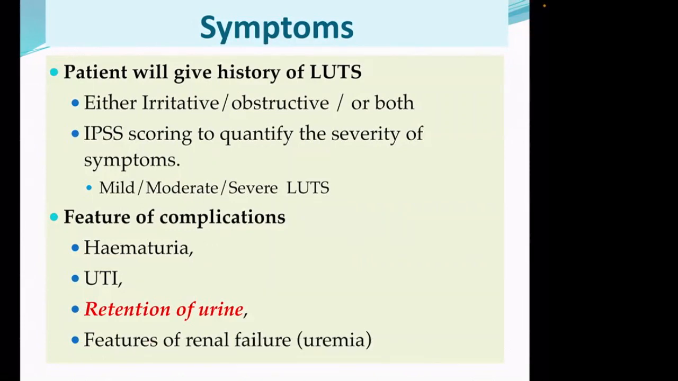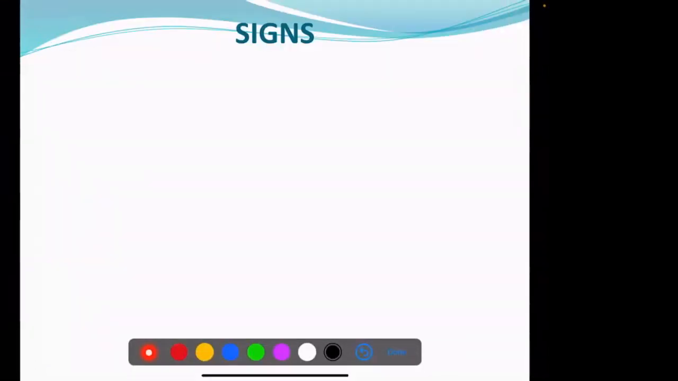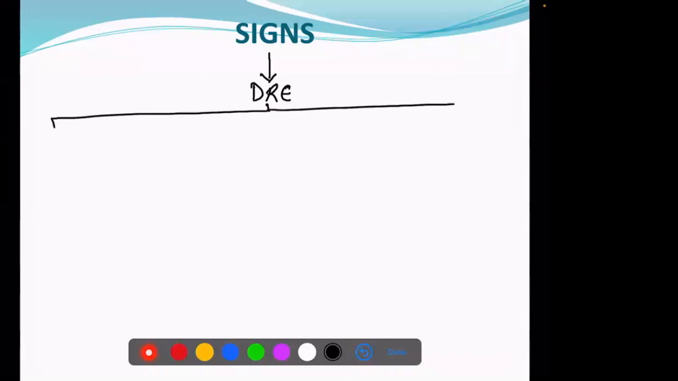Whenever there is a complication, the treatment is surgery, not medicine. Complication is an absolute indication for surgery. Okay? The most important thing that you have to do is DRE. DRE means digital rectal examination. So what do we want to know? We want to know 2 things. One is we want to know about the prostate, and we always want to know about the neurological status.